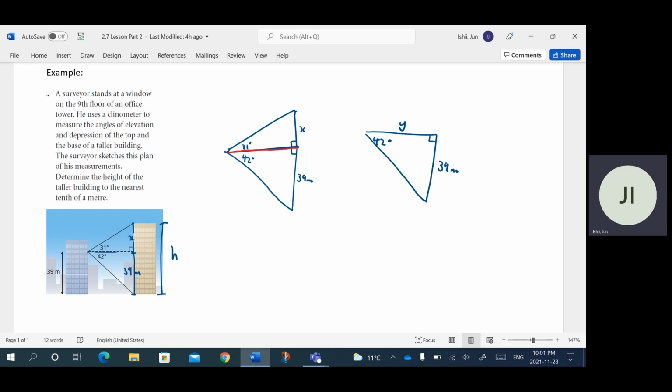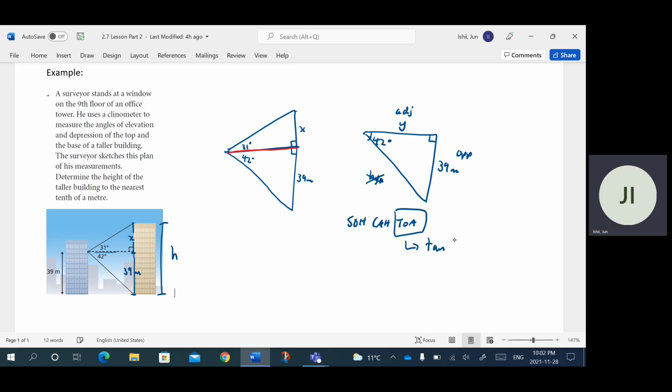To do this, we need to label our sides. This is my hypotenuse, across from the right angle. The 42 degrees is the angle I'm working with here, so this is my opposite side, and this is my adjacent side. From SOHCAHTOA, what I want to use is the ratio involving the opposite and adjacent. The hypotenuse here is blank, so I'm going to use the tangent ratio.